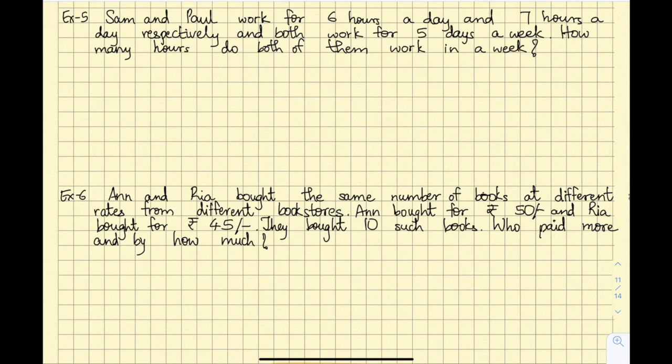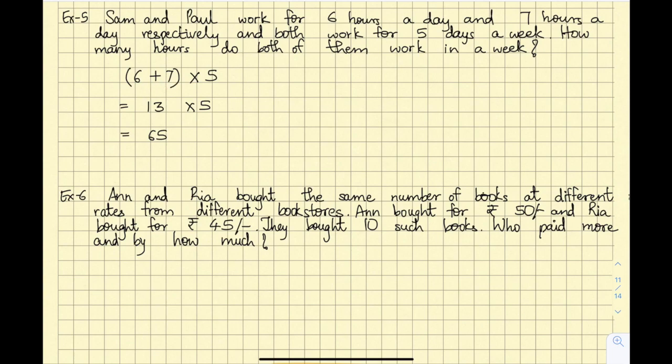They are asking about the total. So here what we are going to do is, one is working for 6 hours, which is different than the other working hours, 7 hours. But both of them work for 5 days a week. So both are working for 5 days, therefore we are multiplying by 5. Now 6 and 7 are in brackets. So 6 and 7 total will give you 13 multiplied by 5 is equal to 65. This usage of brackets makes our job very easy.